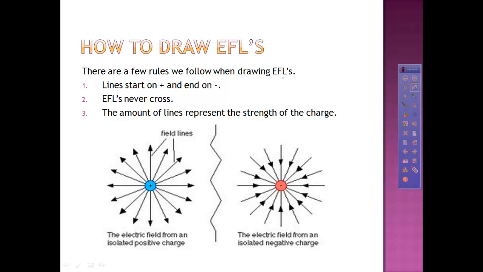So, how to draw electric field lines. There are three rules we're going to follow whenever we draw electric field lines. The first one is that all of the lines start on positive charges and end on negatives. Your electric field lines will never cross, and the amount of lines represents the strength of the charge. So down here I have two separate examples. This blue one is a positive charge. The first rule says lines start on positive and end on negative. So all of our lines should be coming out of the positive charge. Now with my negative charge over here on the right, it's the opposite. All of the lines come in to the negative charge.